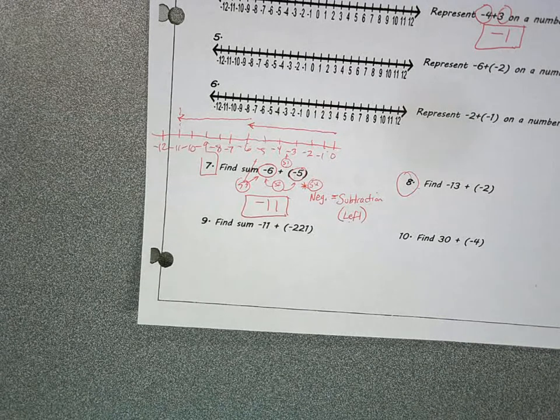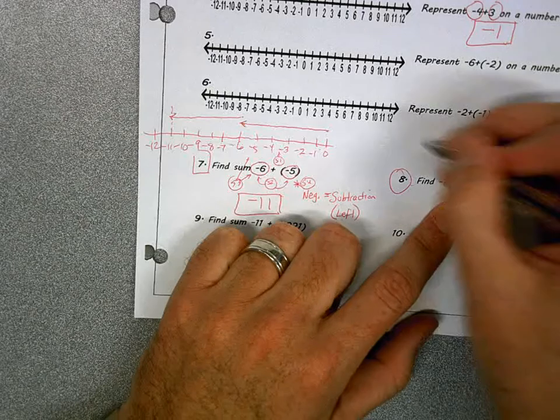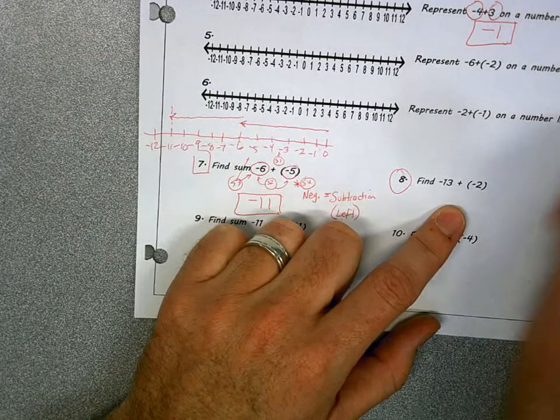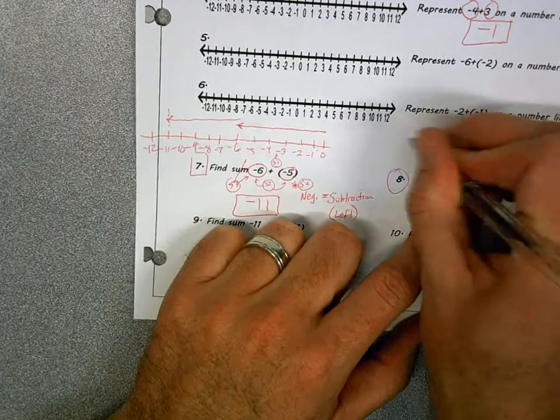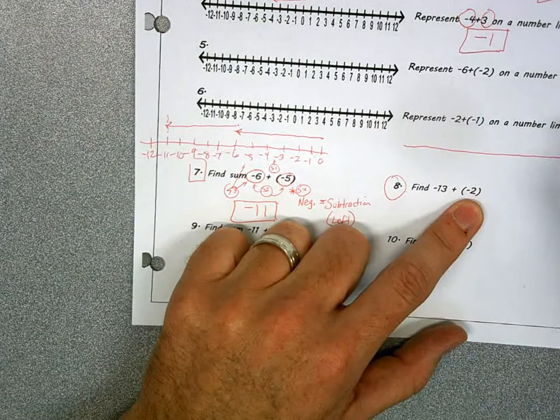All right, here we go. Here's what you should have had. Negative 13 plus negative 2. All right, I'm going to go ahead and build my number line. Negative 13 is my largest number, so I'll start with 0. We're on that far right.